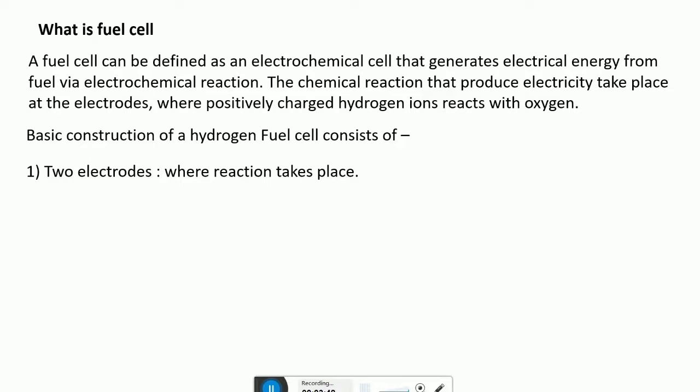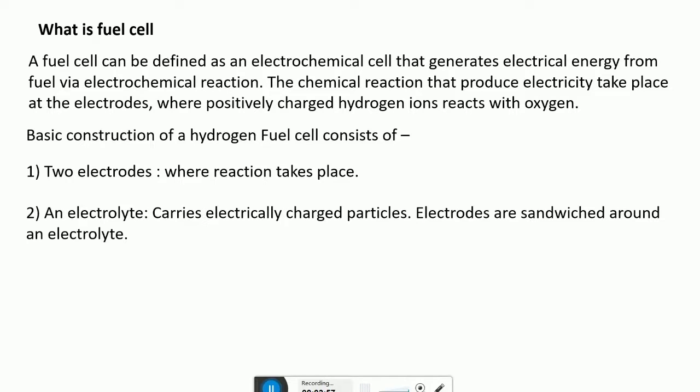One electrode is positively charged, called the anode, and the other electrode is negatively charged, called the cathode. Then electrolyte, it carries the charged particles. Electrodes are sandwiched around an electrolyte. It also separates the two electrodes and is an ion conducting material which facilitates the free passage of ions.